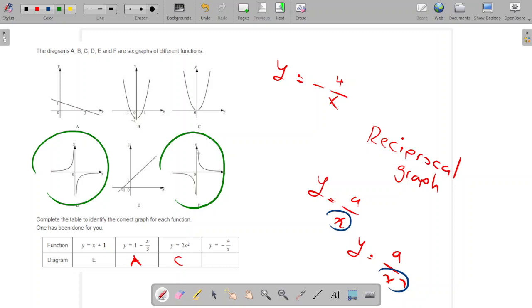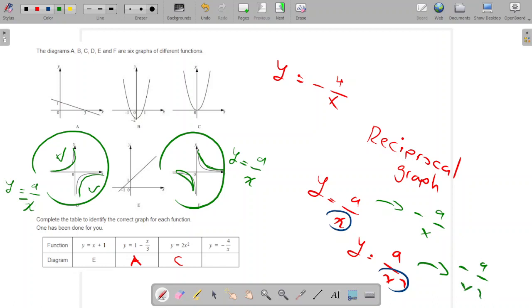We say that when the graph has been drawn in this quarter and this quarter, it means that we have the function y equal to a over x. While when we have the reciprocal function in this area and this area, it means that it has a general form of y equal a over x, but with negative. Okay, so what is the meaning of that? We have y equal to a over x, and it could be minus a over x, and also it could be minus a over x squared.